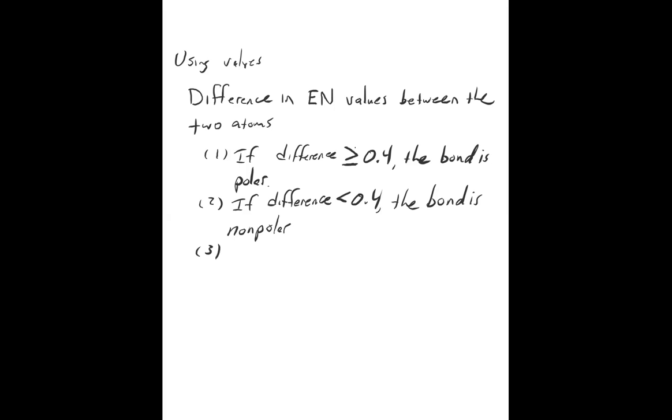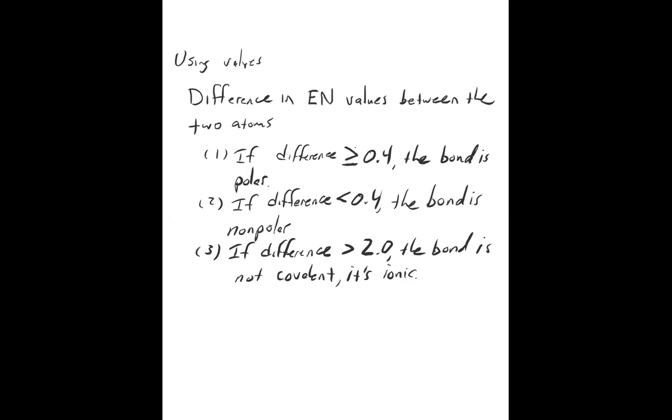Three, if the difference is greater than 2, not greater than or equal to, but greater than 2, the bond is not even covalent. It's ionic. This allows you to predict whether a bond is ionic or covalent just by looking at the difference. Okay? So let me show you a couple examples.